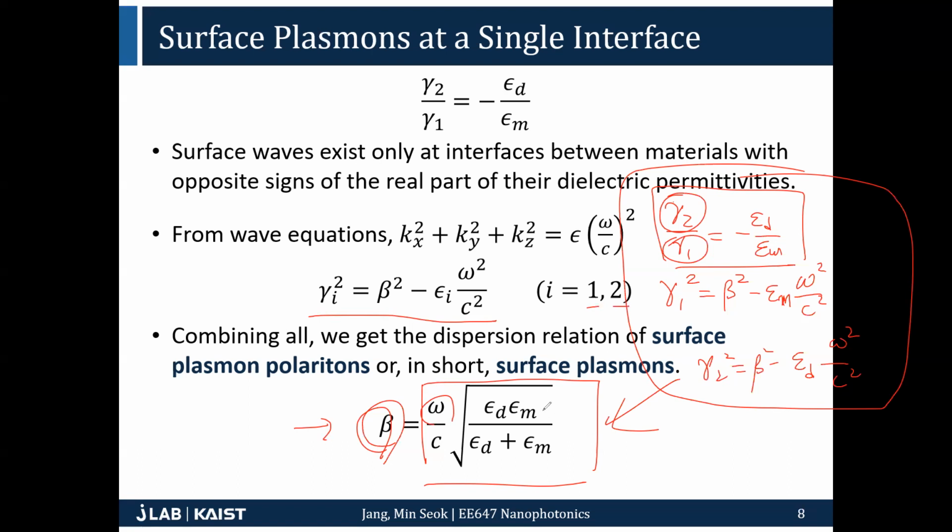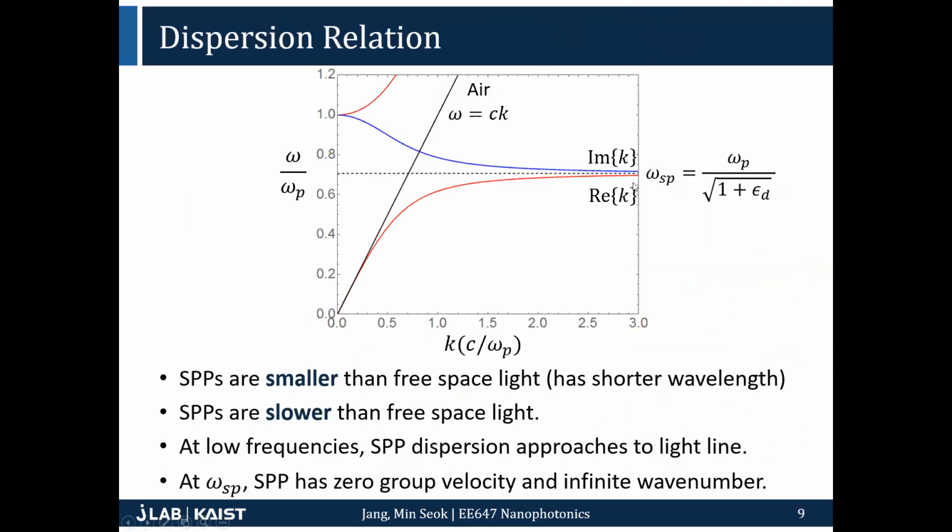And one important thing here is that epsilon D, the dielectric function of the dielectric medium, may not depend on omega, but here epsilon M does. So epsilon M is 1 minus omega P squared over omega squared, right? So if you actually draw the dispersion relation, it's like this.